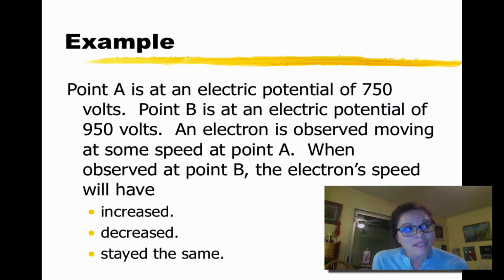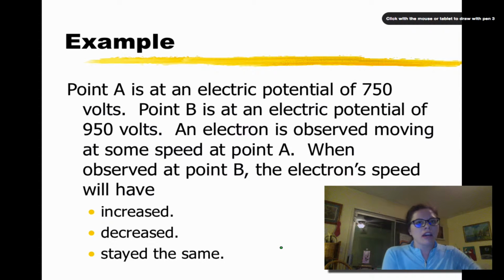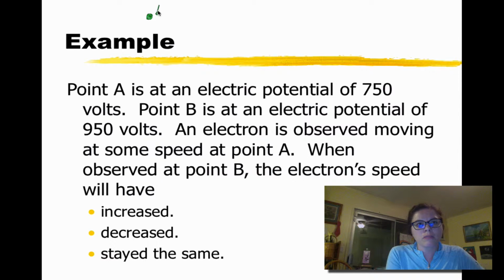Okay, so this example is wonderful because you don't need to calculate anything. It's all going from concepts. So as always, the first thing I would suggest that you do is draw a picture. And this picture is pretty simple. You have just point A and you have point B. Now at point A we have 750 volts and at point B we have 950 volts. And our electron is a negative charge and it's moving this way.